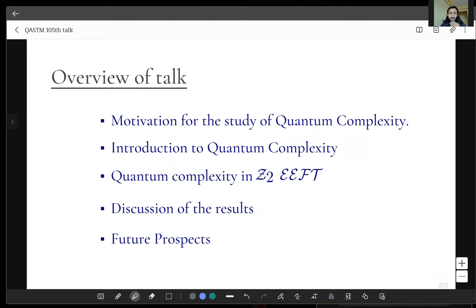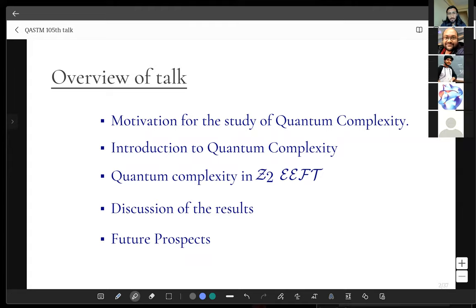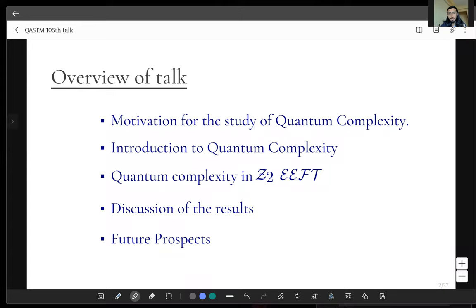Since we are physicists, we need to give a physical motivation for why we are doing that. Then, since most of the people in this forum are from high energy physics, I'll explain in detail what quantum complexity is, which is actually a main bread and butter tool used in quantum computing. Then, after having the formalism of quantum complexity needed for our case, we will go on to compute the quantum complexity in Z2 effective field theory. After that, I will end with the discussion.